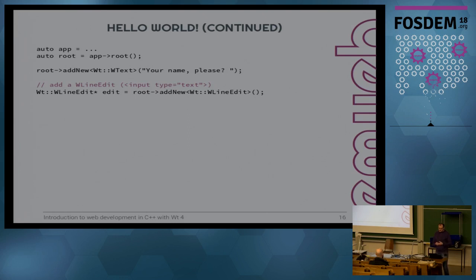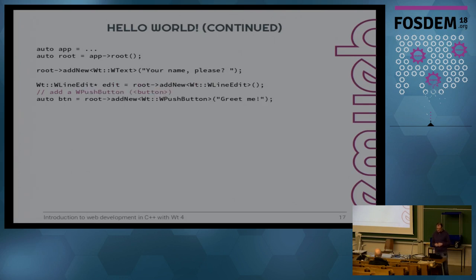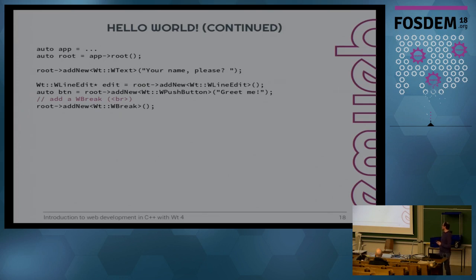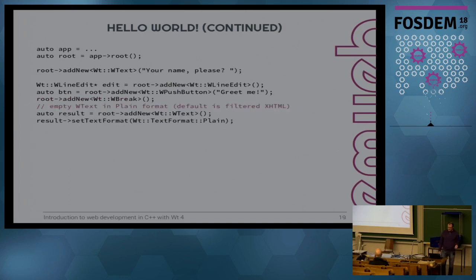Then we'll create a line edit, which is our input, and addNew also returns a raw pointer so that we can refer to this edit later. And we add a button similarly. And add a break. I know this is a really verbose way of adding a break, but really, when you're using templates or when you're using layouts, you don't end up doing this. And then we just put a little placeholder in. That's an empty WText. We set the text format of it to plain because the default format is filtered XHTML.